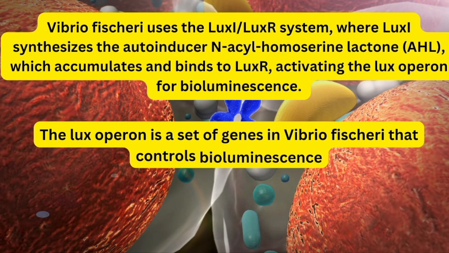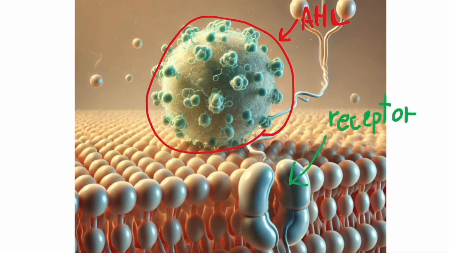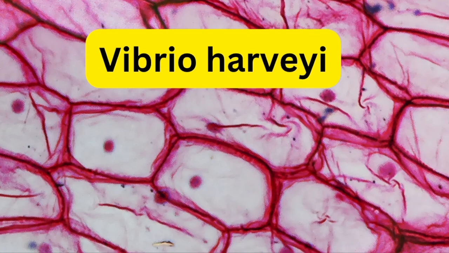Vibrio fischeri uses the LuxI system, where LuxI synthesizes the autoinducer AHL, which accumulates and binds to LuxR, activating the Lux operon for bioluminescence. The Lux operon is a set of genes in Vibrio fischeri that controls bioluminescence. So here we have AHL binding to the LuxR receptor right there. Now we can go into Vibrio harveyi.